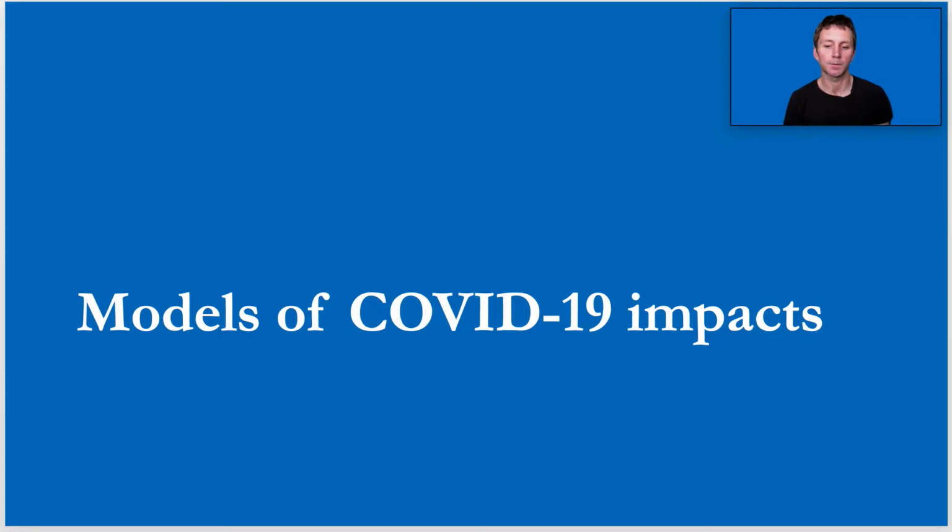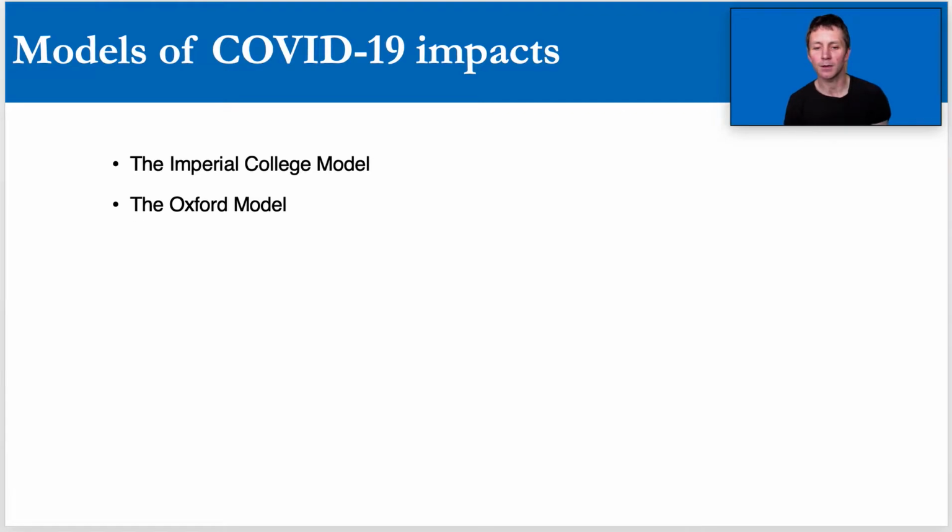So now we understand the basics of how these models work, we can take a look at some of the high-profile models of COVID-19. I'm just going to go through two here of the most high-profile ones. So first we're going to be looking at the Imperial College model, and then a more recent model from Oxford University.